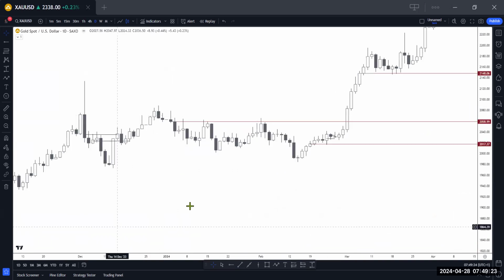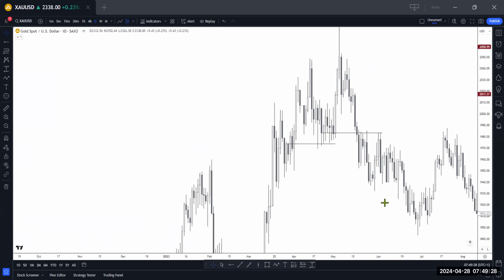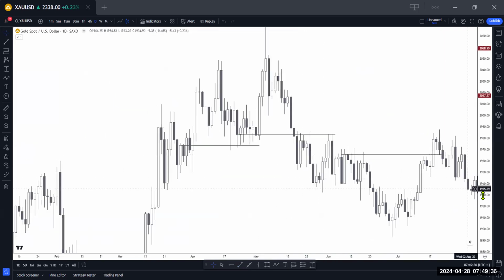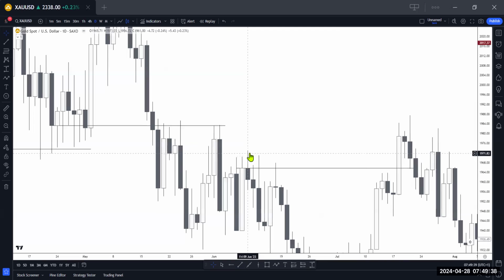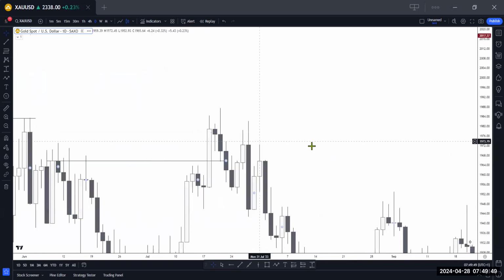Okay. So fresh and unfresh. Fresh and unfresh. See this level? This is the first touch. Second touch. Third touch. Fourth touch. Fifth touch. Breakout. Why? Because it's now unfresh. Okay, it's now unfresh. All right.